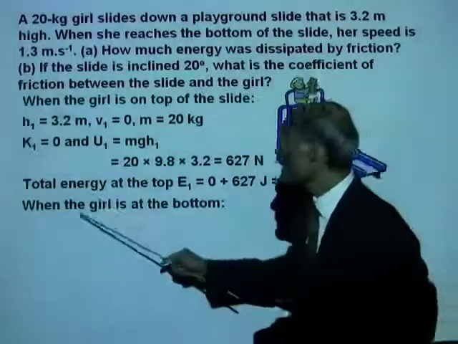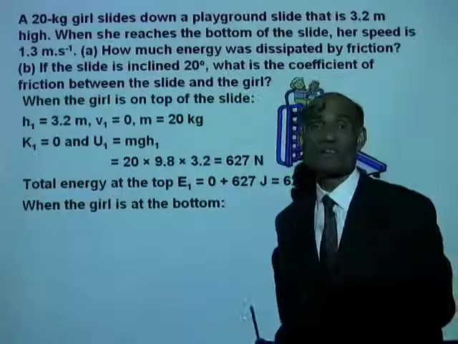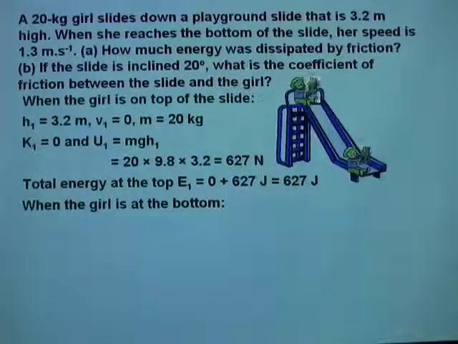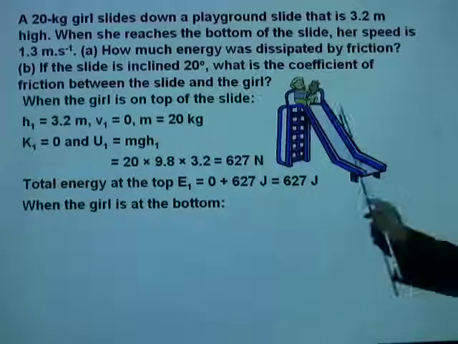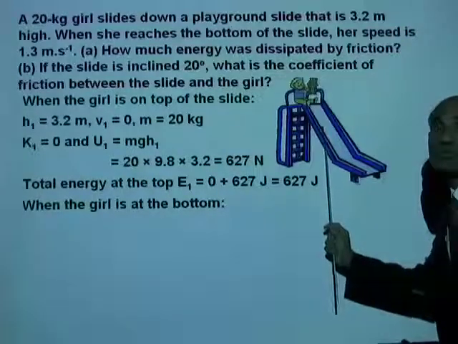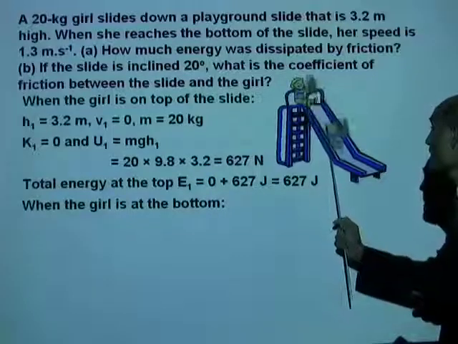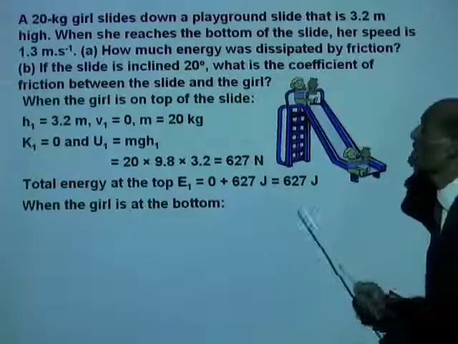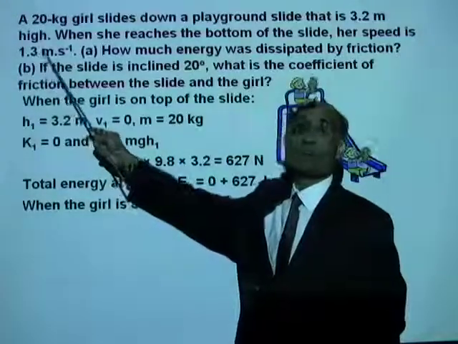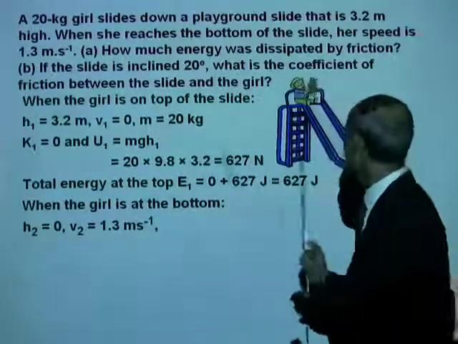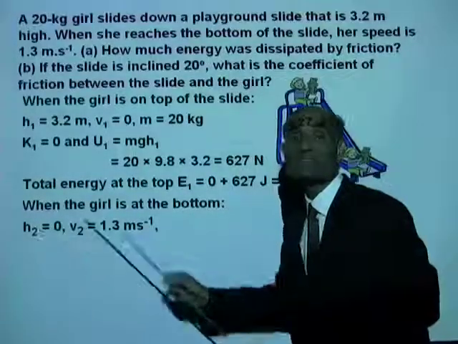Okay. When the girl is at the bottom, what is the situation we have? Well, she's sliding down. Okay, let's make her slide down one more time. You can see when she slides down, a lot of energy is spent in doing work against friction. Is that right? Watch her sliding down. There you are. And in sliding, she acquires a speed. How much is the speed? At the bottom, her speed is 1.3 meters per second. And when she settles down, her height is 0.